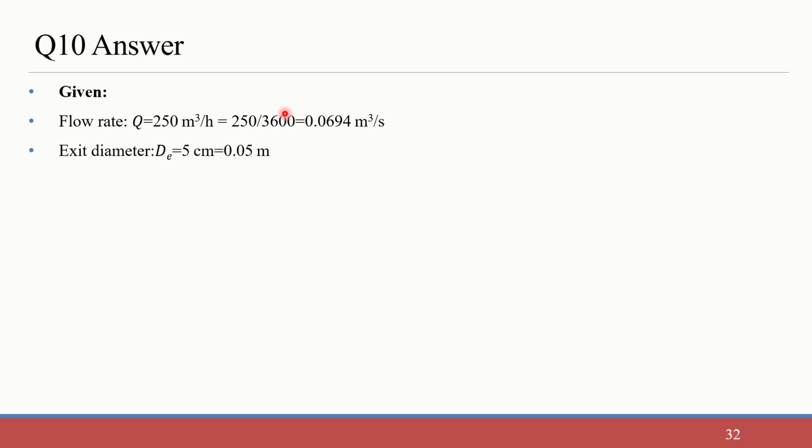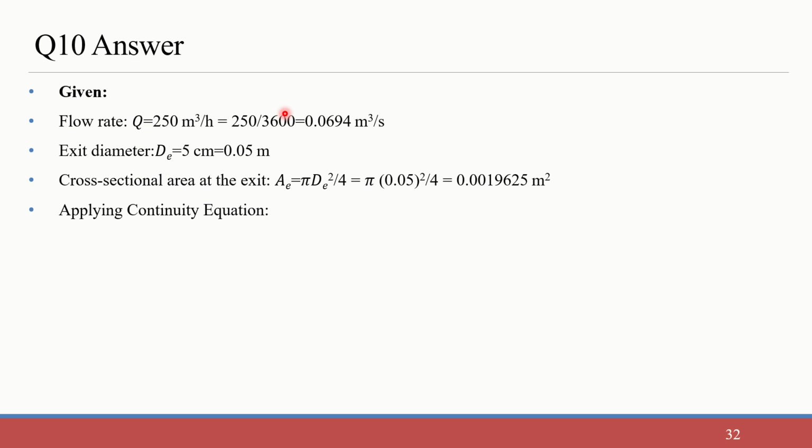So here cross sectional area, for a cylindrical pipe, will be circular area, right? So it is pi by 4 d square. So pi by 4 into dE square, that is pi by 4 into 0.05 square, which will give the cross sectional area at the exit as 0.0019625 meter square, and that is the cross sectional area.